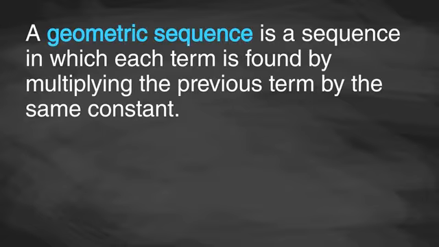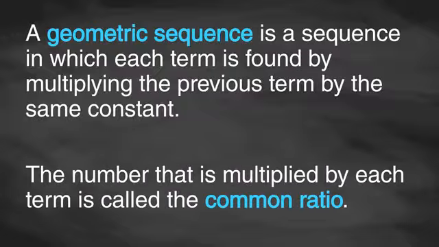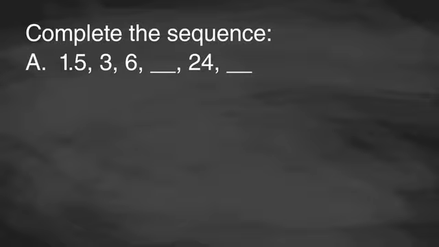A geometric sequence is a sequence in which each term is found by multiplying the previous term by the same constant. The number that is multiplied by each term is called the common ratio. Try to fill in the missing terms for each geometric sequence.